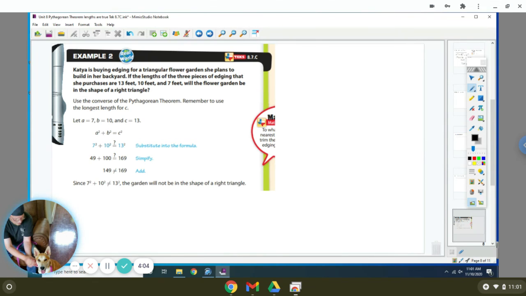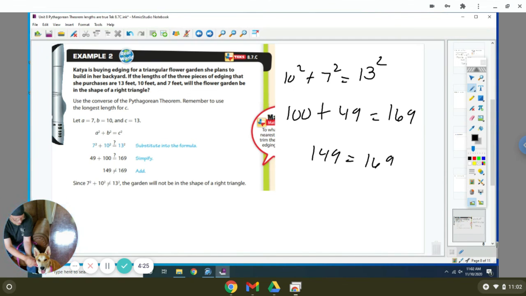So you're going to do the same thing. 13 has to be C squared because that's your largest value. It doesn't matter about the 10 squared plus the 7 squared because those values don't have to go in order, as long as the largest length is C. So this would be 100 plus 49. And 13 squared is 169. So 100 plus 49 is 149, and that is not 169. So no, this is not true.